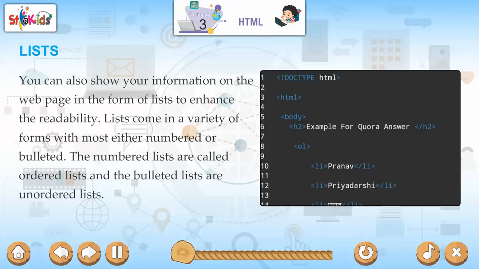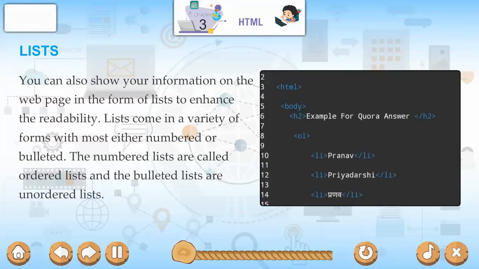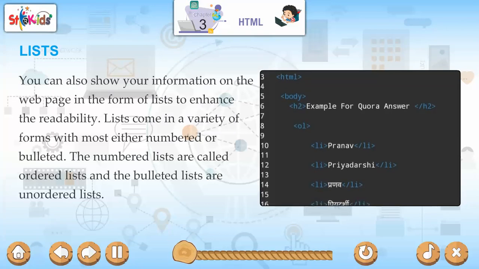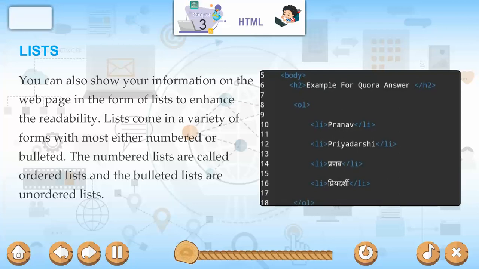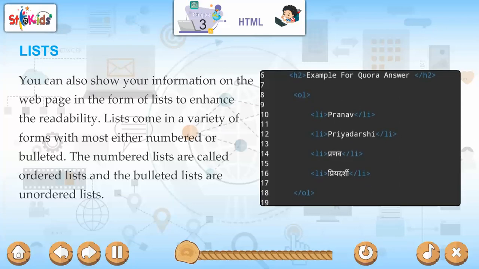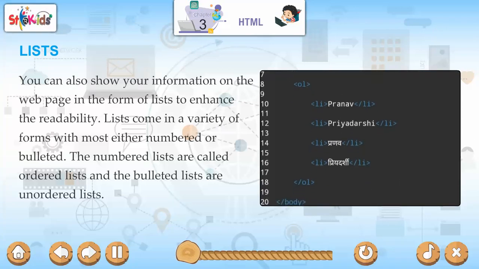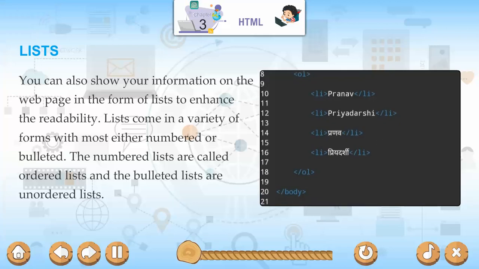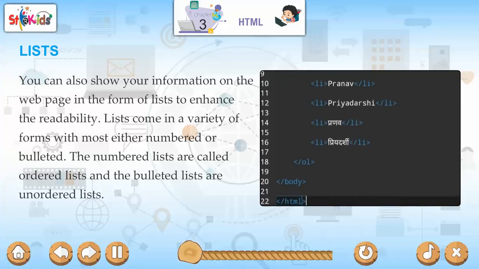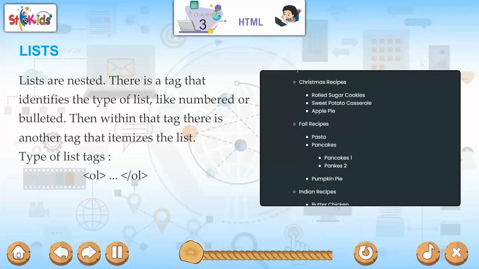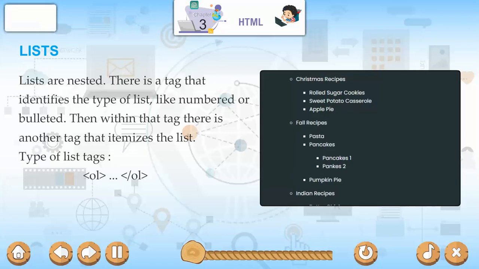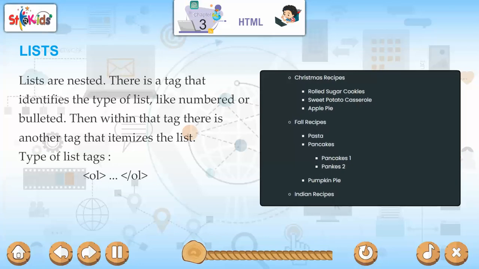Lists. You can also show your information on the web page in the form of lists to enhance the readability. Lists come in a variety of forms with most either numbered or bulleted. The numbered lists are called ordered lists and the bulleted lists are unordered lists. Lists are nested. There is a tag that identifies the type of list like numbered or bulleted. Then within that tag, there is another tag that itemizes the list.